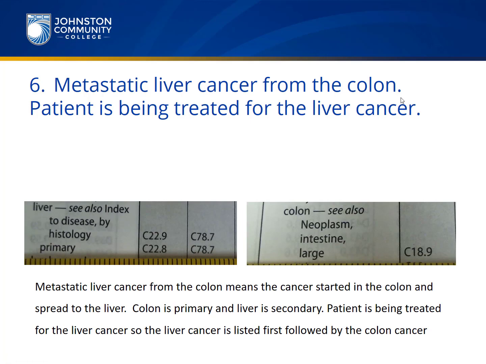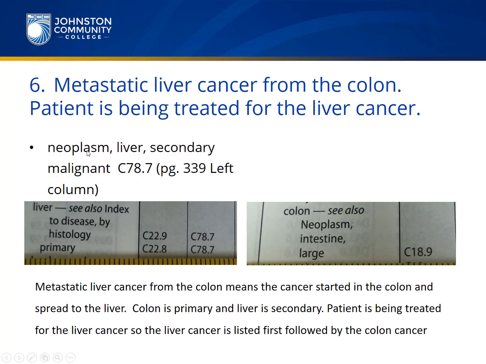But what are we going to list first? Why is the patient here? They're here for the liver cancer, so we have to make sure that we code that liver cancer first, since that's what brought them in. So we'll go to neoplasm, liver, as you can see here. In this particular instance, I do want to point out that primary here does not mean primary here. So this primary is not talking about the malignancy, it's talking about the organ itself.